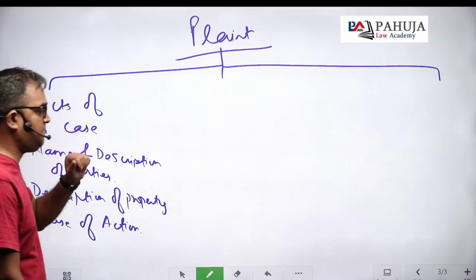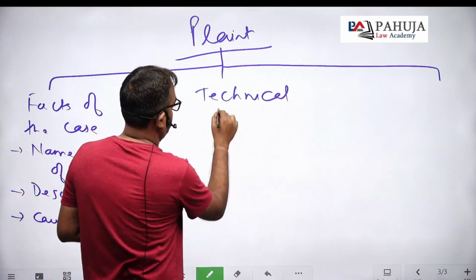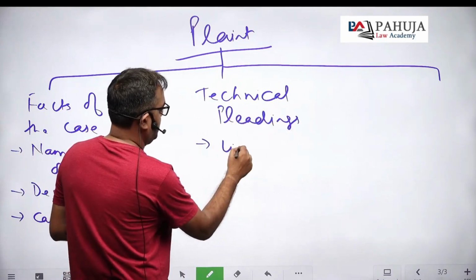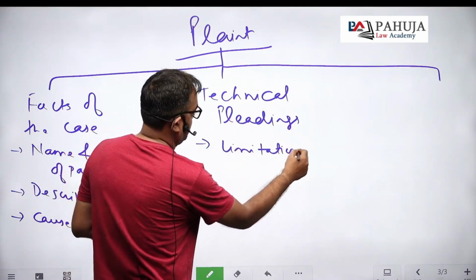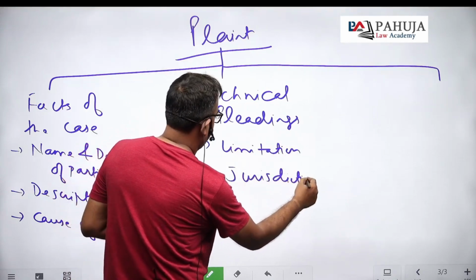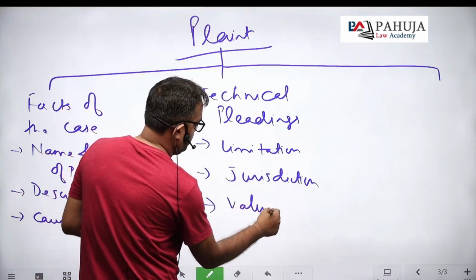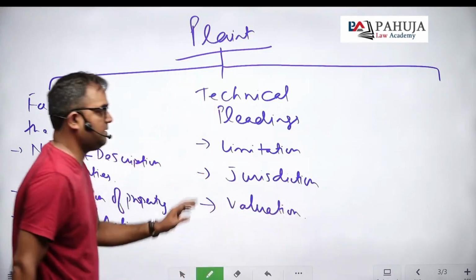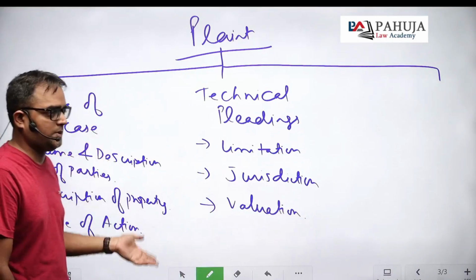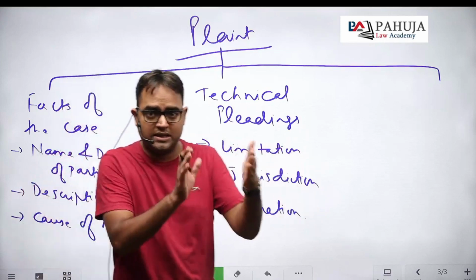Facts of the case. The second part is technical pleadings. Technical pleadings like limitation or jurisdiction or valuation, right. Now suppose you have the whole of the story, the facts of the case are okay, there is no problem in that, but suppose the suit is outside the limitation period, because you have to file the suit within a time limit, right.